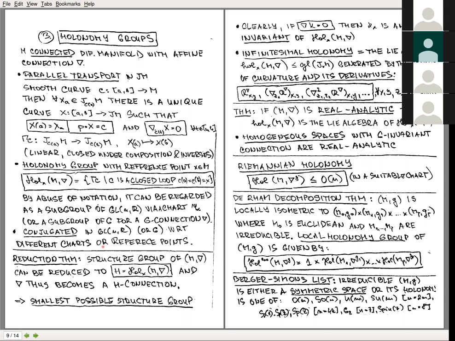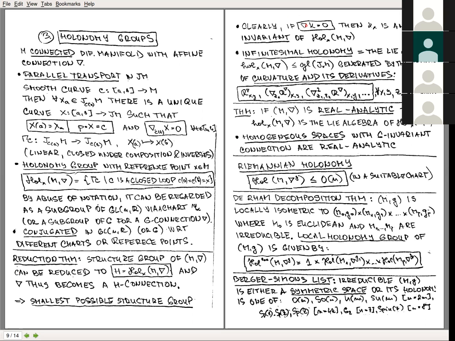And we have the main theorem, the reduction theorem: if we have a manifold with an affine connection, then the structure group can be reduced to the holonomy group of the connection. And this way, the connection becomes an H-compatible connection. And this way, we get the smallest possible structure group, which is still large enough to carry the connection as an H-compatible connection.